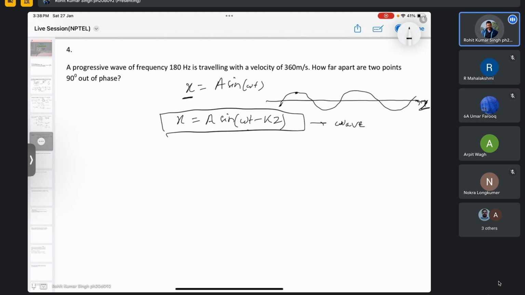Okay, but here the problem is a progressive wave of frequency one. So we have been given the frequency of the wave. The frequency is 180 hertz, and the velocity of the wave is 360 meter per second. So the velocity of wave means the velocity of all the points on the wave. Change dz by dt, you can say simply.